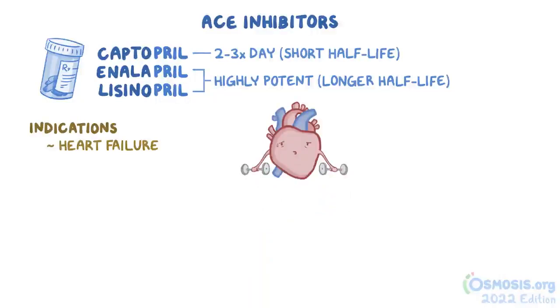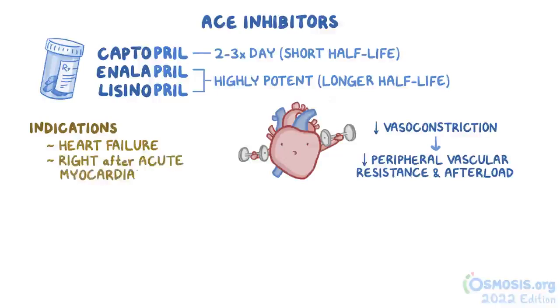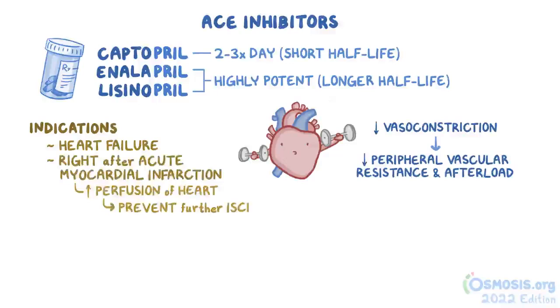In this situation, the decreased vasoconstriction leads to decreased peripheral vascular resistance and afterload, so the heart doesn't have to pump as hard against that resistance. ACE inhibitors should also be given right after someone suffers an acute myocardial infarction in order to increase the perfusion of the heart to prevent further ischemic damage.